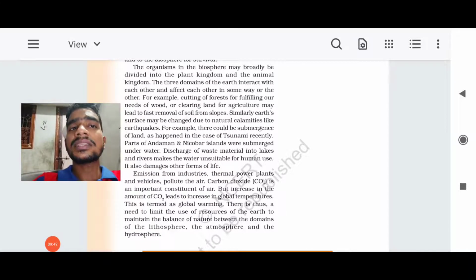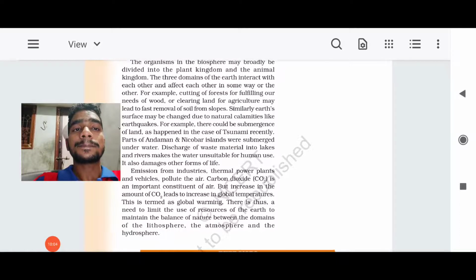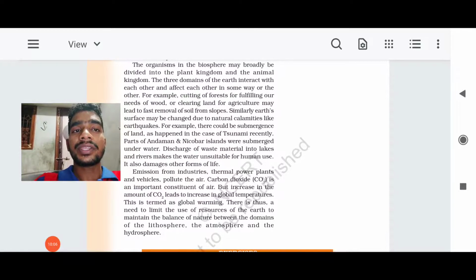Similarly, the earth's surface may be changed due to natural calamities like earthquakes. For example, there could be submergence of land, as happened in the case of the tsunami recently. Parts of the Andaman and Nicobar Islands were submerged underwater. This is a true story, I can say.